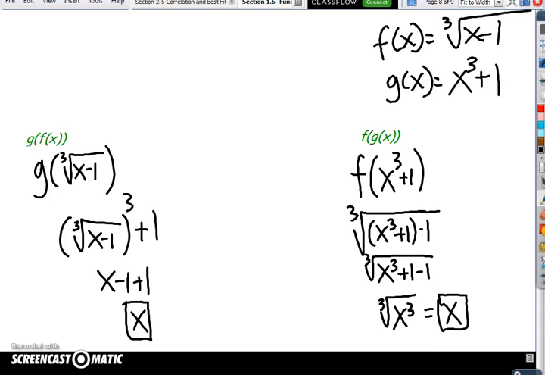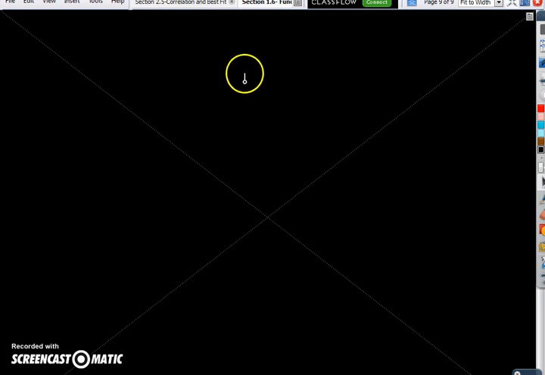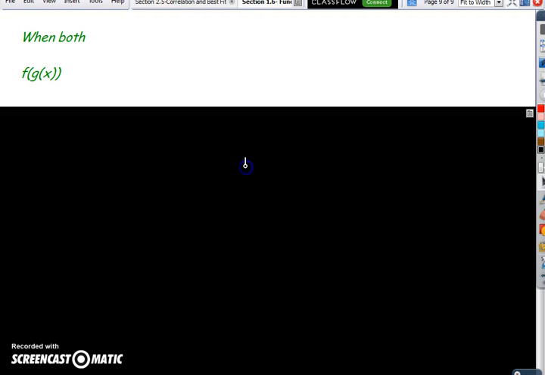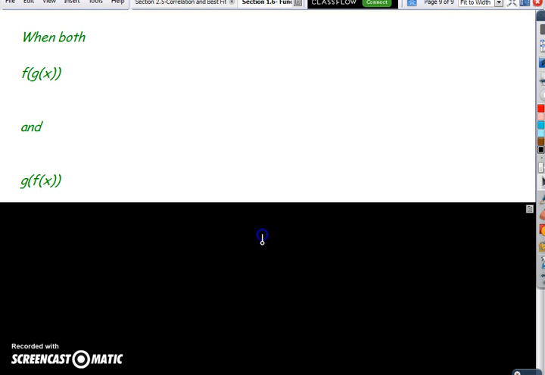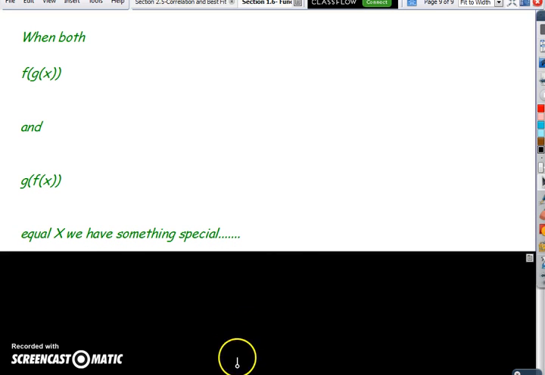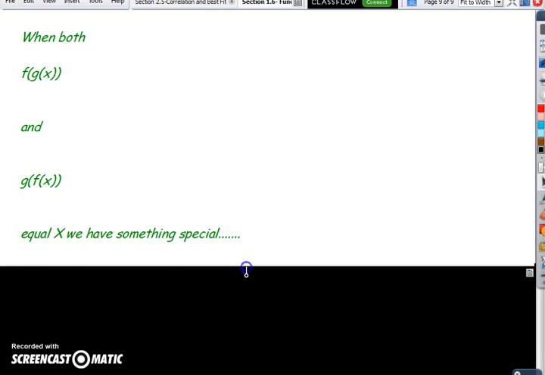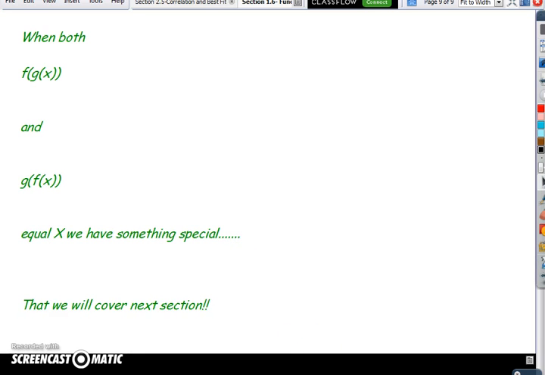So, what does that mean? Oh, here we go. When both f of g of x and g of f of x equal x, we have something special. Or the fancy way of saying, look, I'm putting in an x, I'm getting back an x. We have something special. And that we will cover next section. To be continued. That's right. Like one of your great TV shows with a cliffhanger ending, this has a cliffhanger ending. It's something special, and we'll get to it next section.